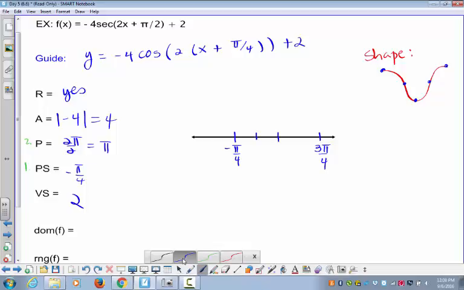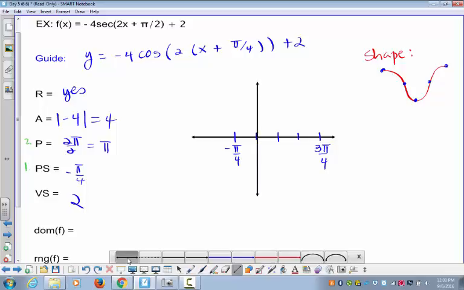Divide that into 4 equal pieces. And you should see that each piece is pi over 4 in width because we took the period. If we divide the period by 4, each of those is going to be pi over 4. So that tells me exactly where the y-axis is going to be. It's going to be right there. All right.